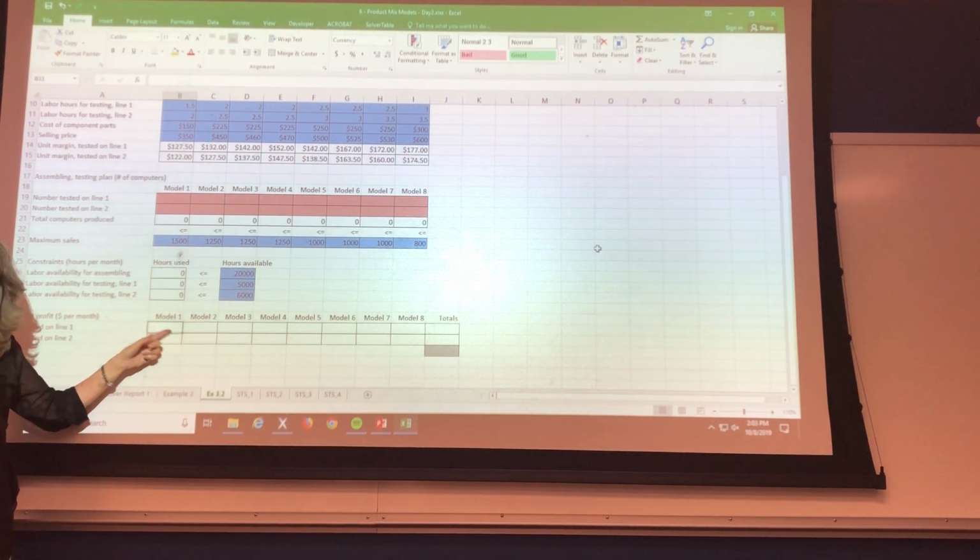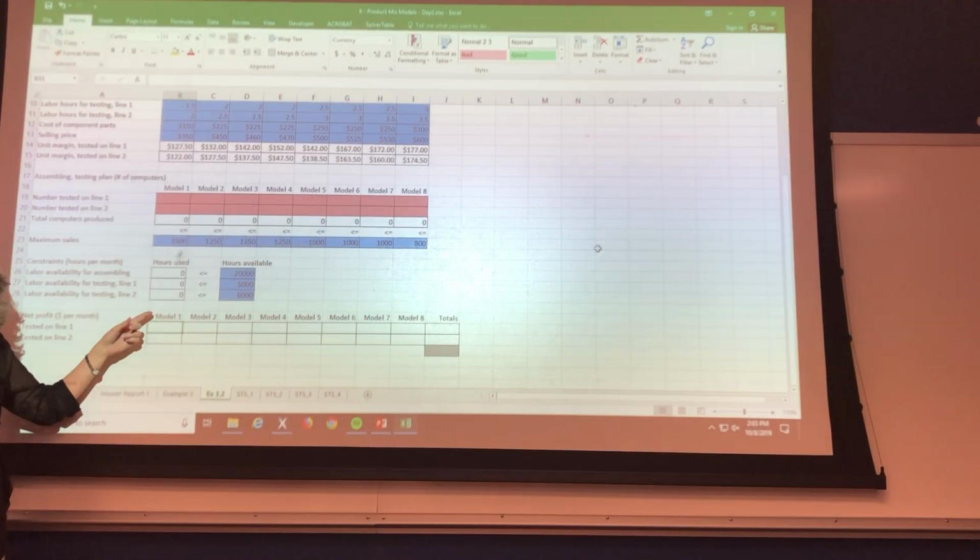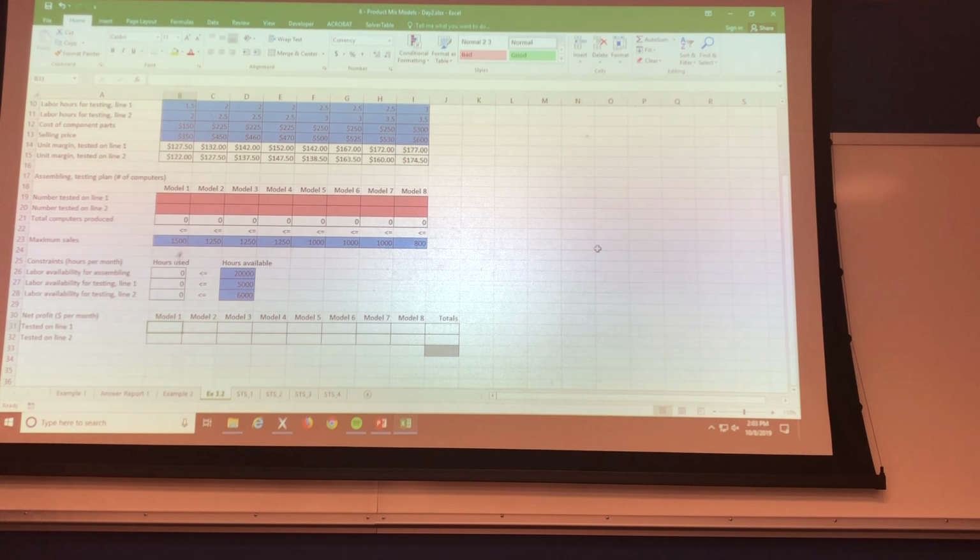So what's the profit of model 1s overall, for all the model 1s tested on line 1? What's the profit? The unit margin for those tested on line 1, multiplied by the number of them that were tested on line 1. Yeah, that's it, B14 times B19.